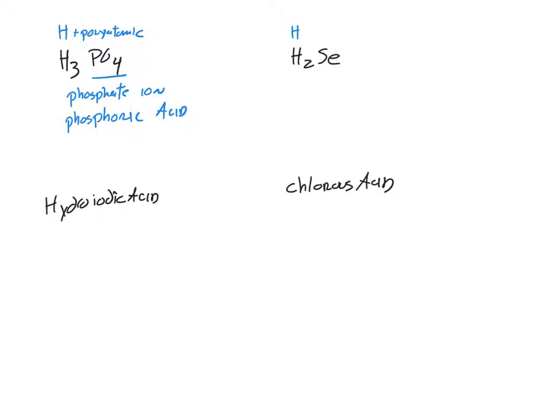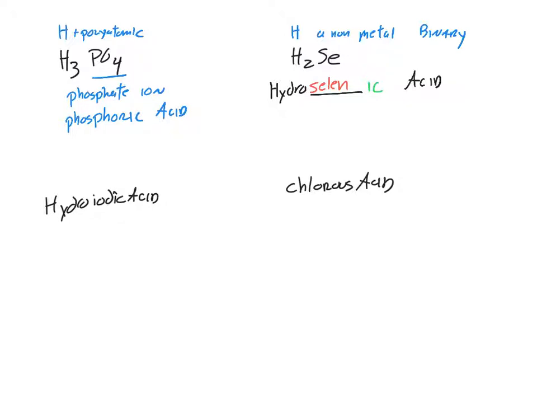Here I have hydrogen and a nonmetal, so this is binary, and so that means I'm going to use the template hydro-ic acid. So Se is the nonmetal selenium, so it's the selenide ion, so it becomes hydroselenic acid.